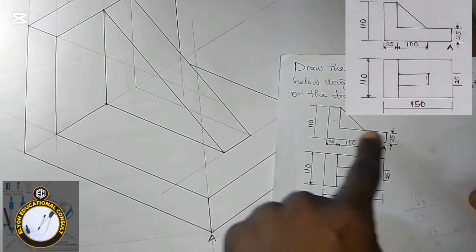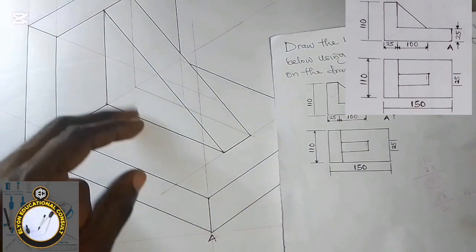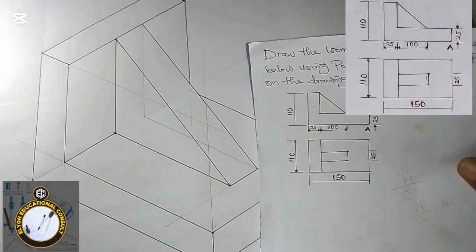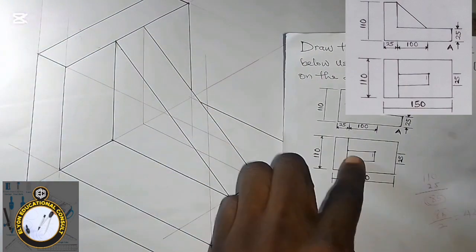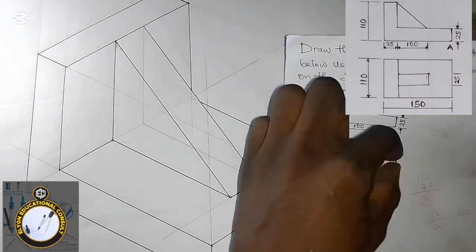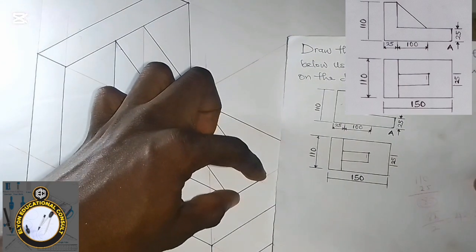So when you view from the top now, we are going to be seeing this, and this place, which is this, and this is 25, which is this. Okay, I hope this is clear.